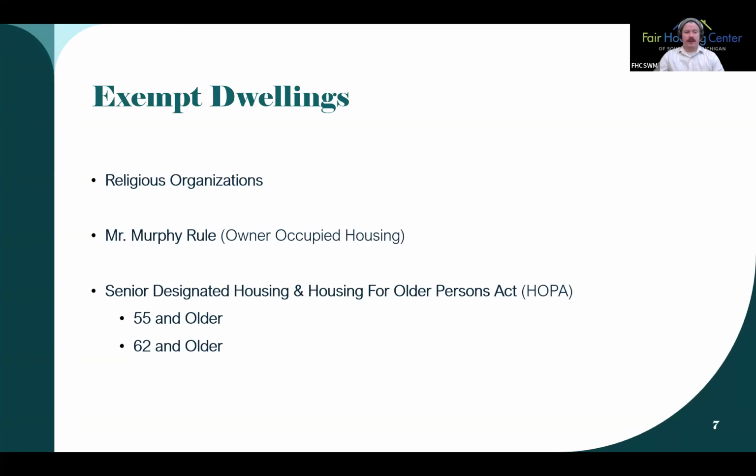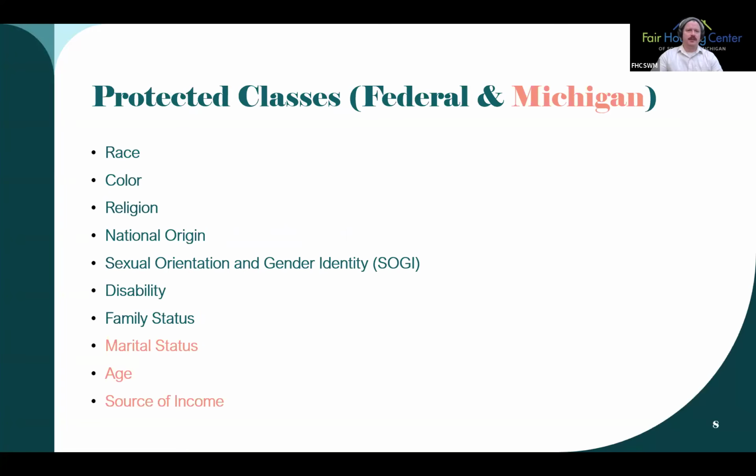So that covers the dwellings. Let's get into the protected classes. You can see the 7 federal protected classes, as well as the 3 primarily relevant protected classes here in Michigan. So again, federally, that's race, color, religion, national origin, sexual orientation, and gender identity, and we'll get to that in just a moment here. Disability, family status, and then in Michigan, we add also marital status, age, and just recently, source of income.